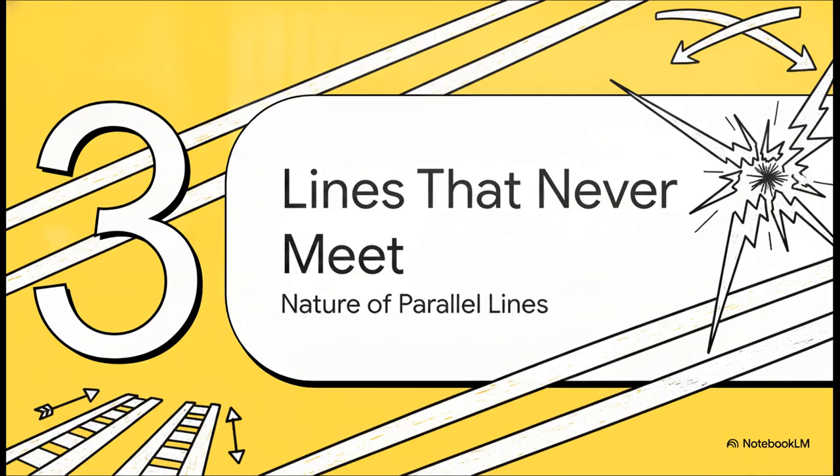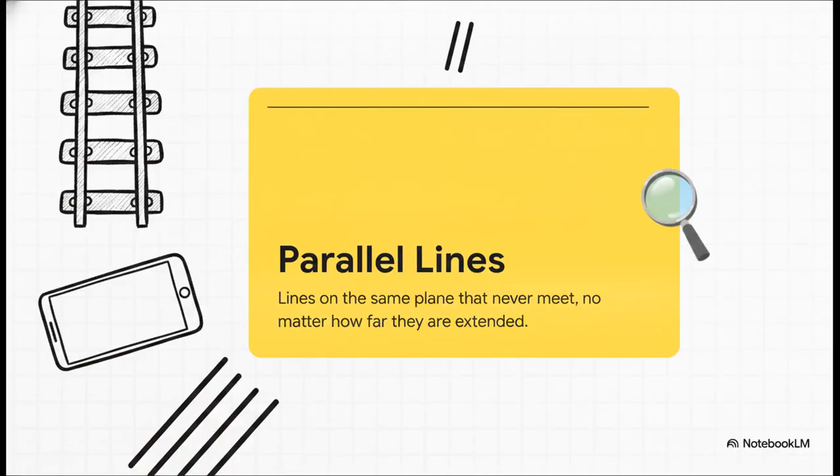All right, on to Section 3, the lines that never meet. The nature of parallel lines. By definition, parallel lines, which you'll often see written in shorthand with 2 little vertical bars, are lines on the same plane that never, ever meet. Seriously, no matter how far out into infinity you stretch them, they won't touch.